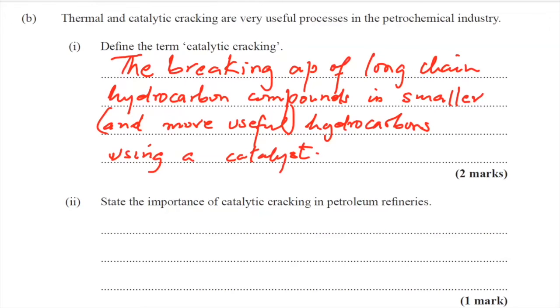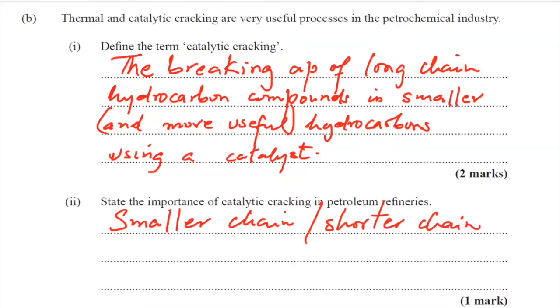We probably over answered part 1 a little bit by putting in more useful. It's the breaking up of long chain hydrocarbon compounds into smaller hydrocarbons using a catalyst. And the importance of catalytic cracking in the petroleum refineries in part 2 here is that the smaller or shorter chain hydrocarbon compounds are more useful. So we'll just state that smaller chain or shorter chain hydrocarbons are more useful.